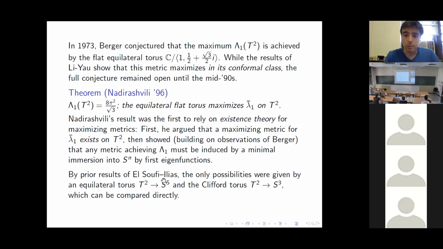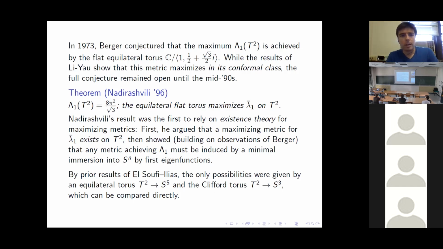So by El Soufi and Ilias, we know that in fact the only possibilities are the equilateral torus T2 into S5 and the Clifford torus T2 into S3. And then it's just a matter of comparing lambda-1 bar for these metrics, right? So this was the path to Nadirashvili's proof of Berger's conjecture.